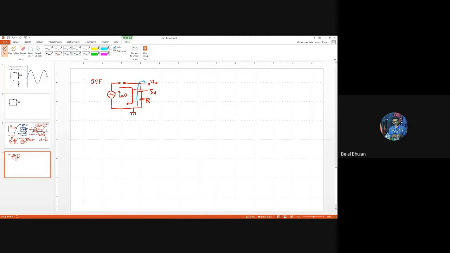This is the path P. So if we go through this path, start KVL starting from here till this point. First of all, put the sign. Let's assume the current flowing is I, so there is the voltage drop plus I.